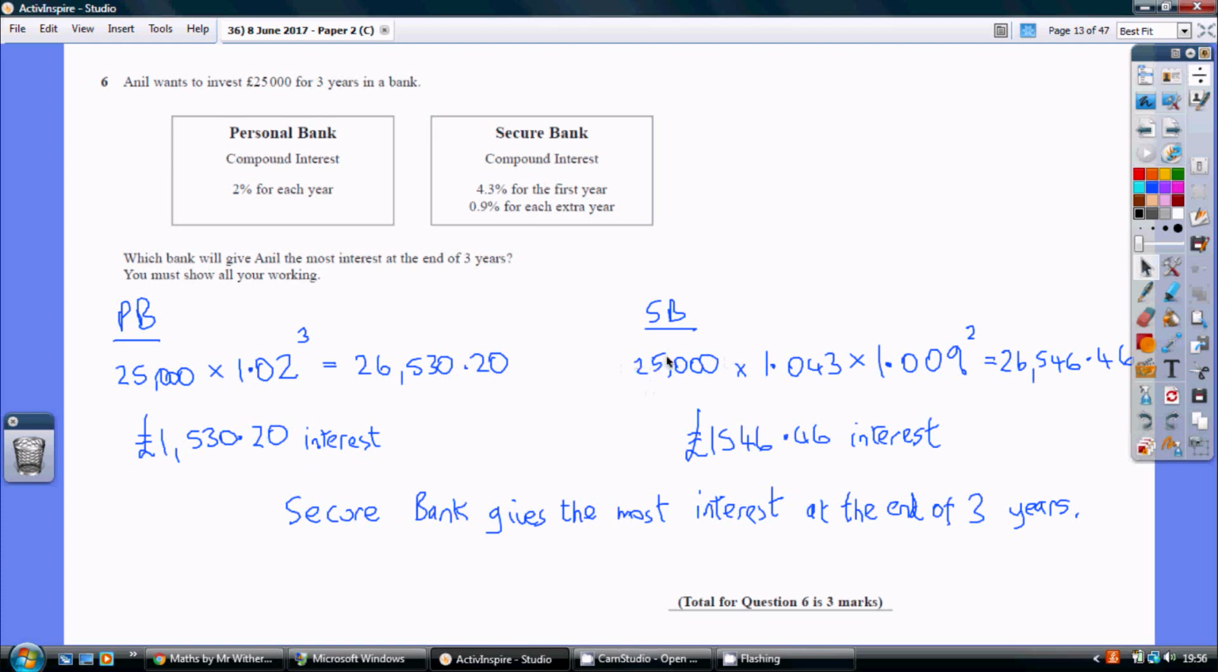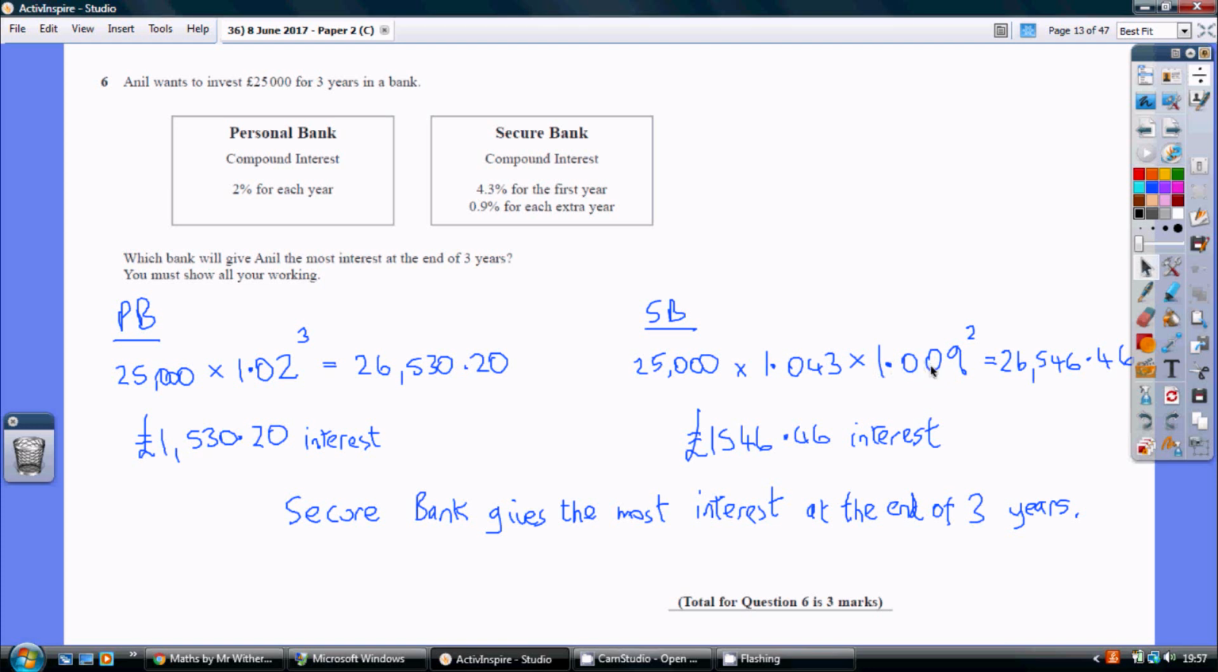Now alternatively, he can invest the same 25,000 at the secure bank. Now we've got 1 year's worth at 4.3%, so that gives us a multiplier of 1.043. Now that's just for 1 year, so that's effectively to the power of 1, but obviously that's just the same as 1.043, so I haven't put the power in there. And then it's at 0.9%. Now be careful, that's a multiplier of 1.009.